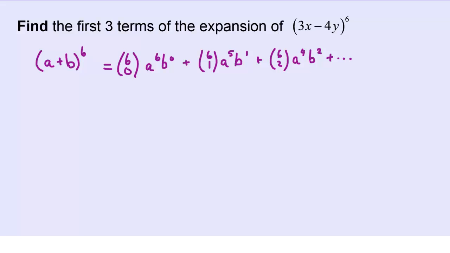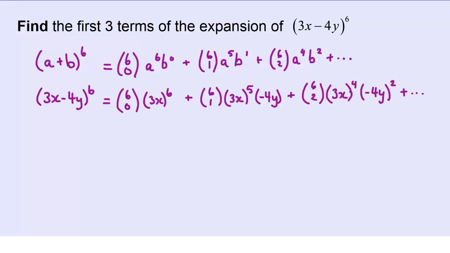Next, step 2, we need to replace the a and the b with the actual terms in the binomial. So we're going to replace 3x into where a goes, and everywhere we see a b, we're going to replace it with a negative 4y. Notice how on the left-hand side, I've rewritten what the actual binomial is. I'm not saying that a plus b to the exponent 6 equals that second line, because that's just not true. Make sure that your notation, your communication is proper.